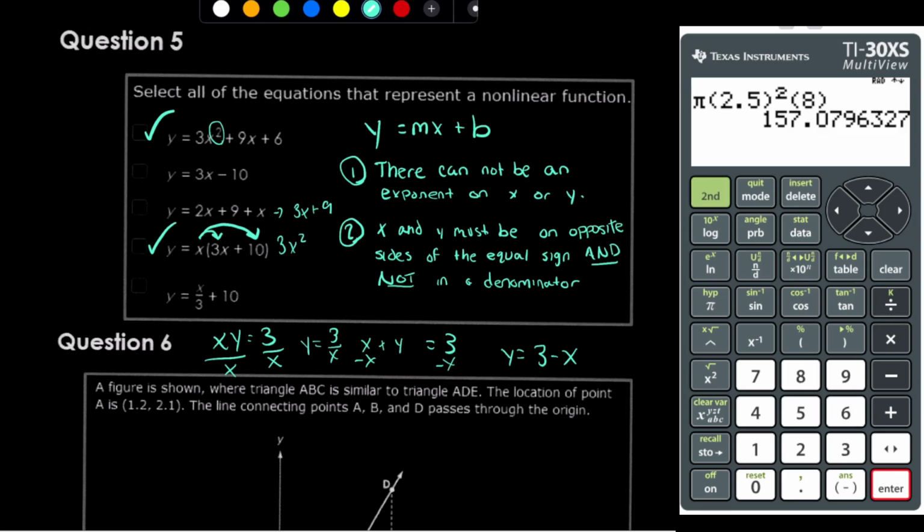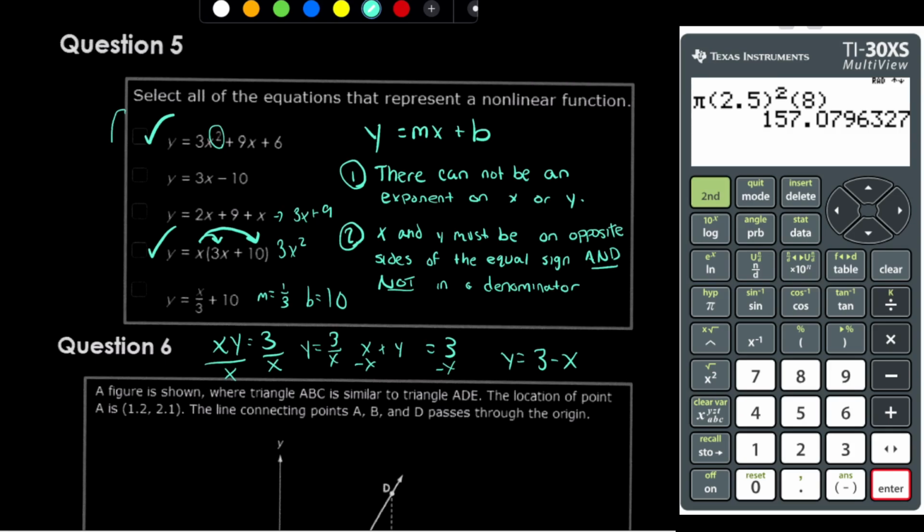And finally, 5. y equals x over 3 plus 10. This is, again, fine. This is a line that has a slope of 1/3 and a y-intercept of 10. You can have the x in a numerator. x just cannot be in a denominator. So your answers are these two. Okay?